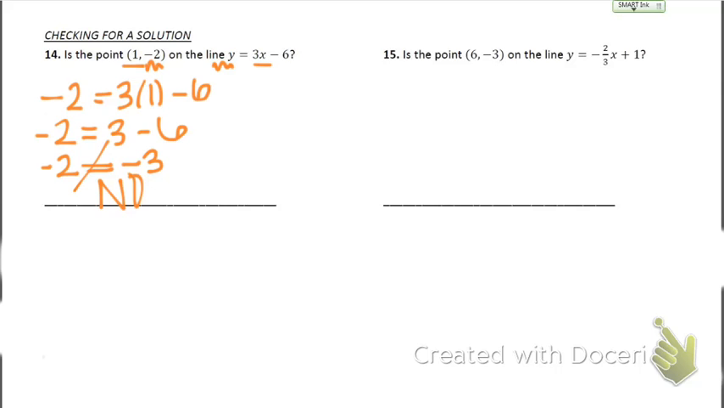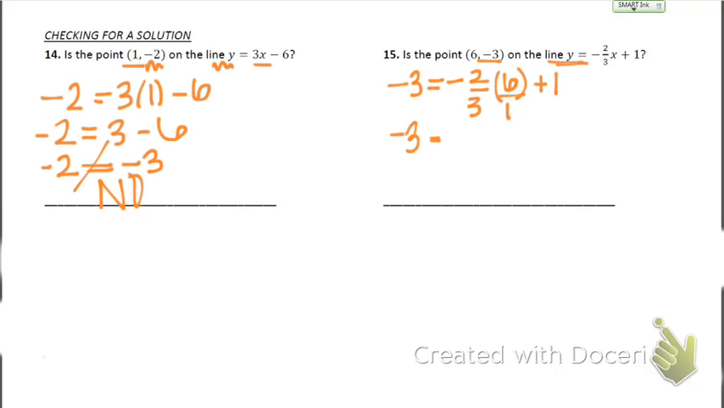Let's do 15 together. So (6, -3), and we want to see if it lies on the line y equals negative 2/3 x plus 1. So I'm going to plug in negative 3 for y. So that is negative 3 equals negative 2/3 times x, which is 6, plus 1. And this is where I want to make sure everybody is good, because this is where I have seen most of the errors on homework and quizzes and things.